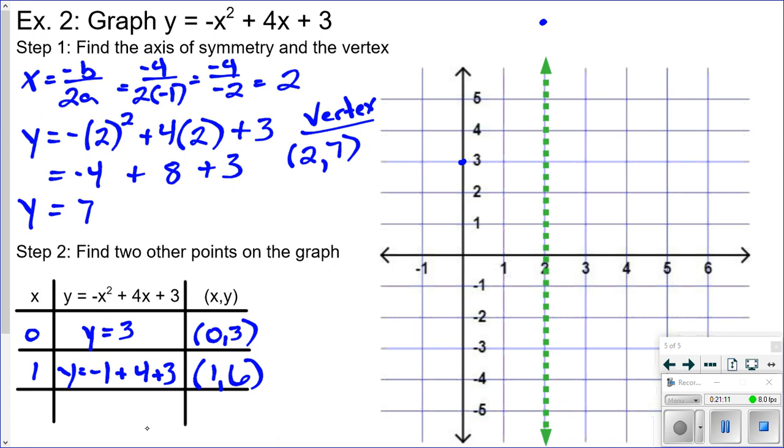And that doesn't sound right. 1, 6. Oh, no, that's correct. Again, I didn't do well with my graph here, so we're going to estimate that 6 is about right there. And then remember, all we're going to do now is mirror these points across to the other side. So this point is 1 away, so I'm going to mirror 1 away over on the other side. This point is 2 away, so I'm going to mirror it 2 away on the other side of the axis of symmetry.